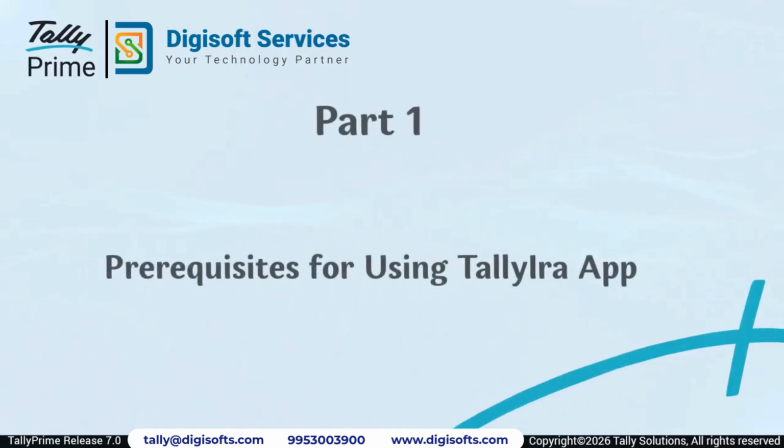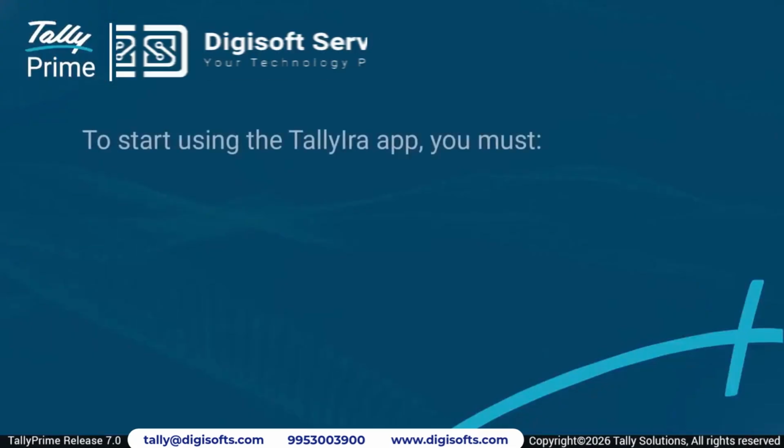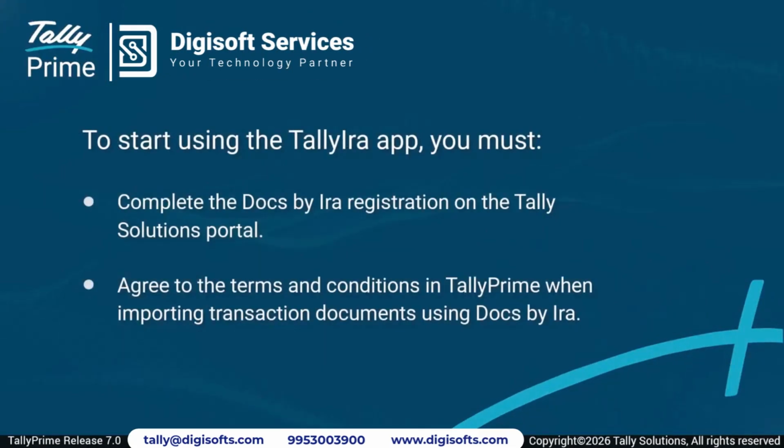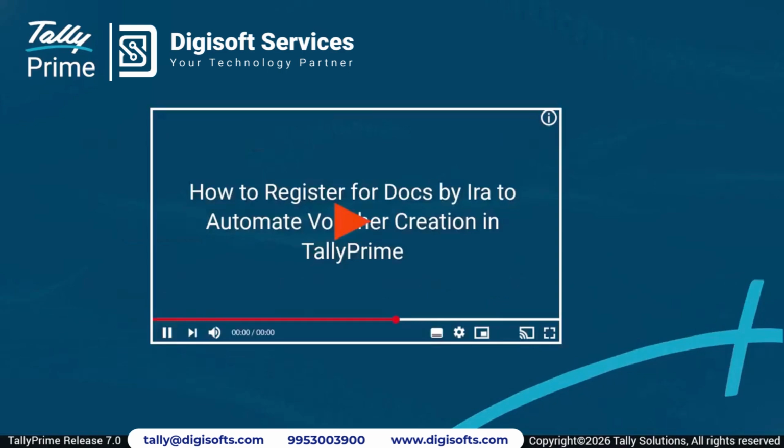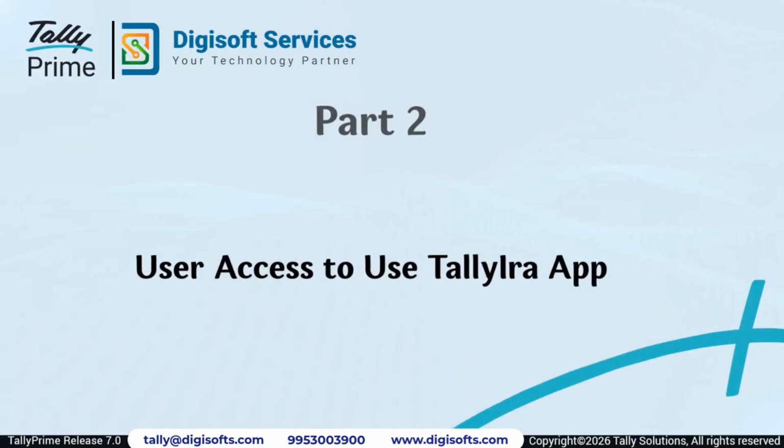Before you start, make sure a few things are in place. You must complete the Docs by Era registration on the Tally Solutions webpage. To send vouchers from the Tally Era app to Tally Prime, you must agree to the terms and conditions in Tally Prime. These appear the first time you import transaction documents from your computer using Docs by Era. For help, watch our video, How to Register for Docs by Era to automate voucher creation in Tally Prime. You also need user access to use the app.